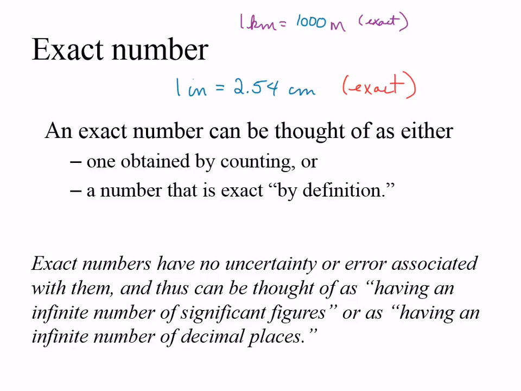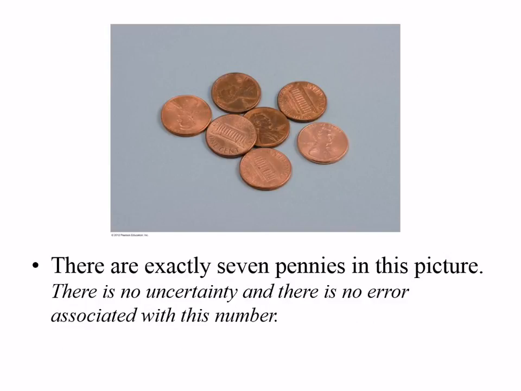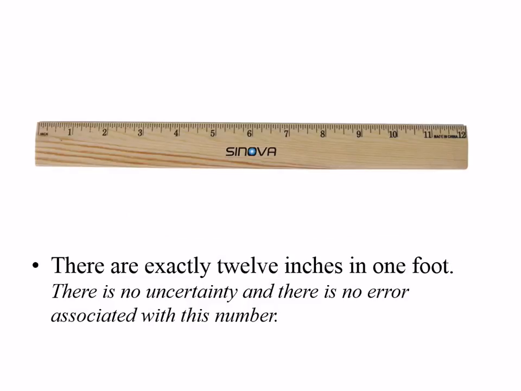All right. So by counting, what we're looking at, yep, 7 pennies. Right, no uncertainty there. Another exact relationship, 1 foot is exactly equal to how many inches? 12 inches. Good, yep, 12 inches. Yep, it's by definition, no uncertainty. You got it.